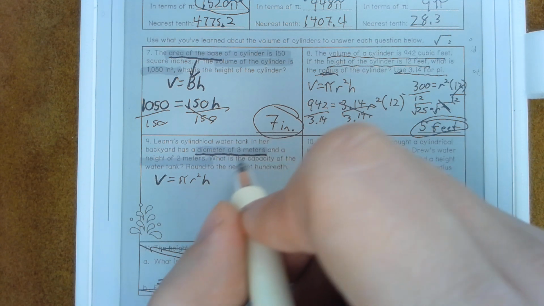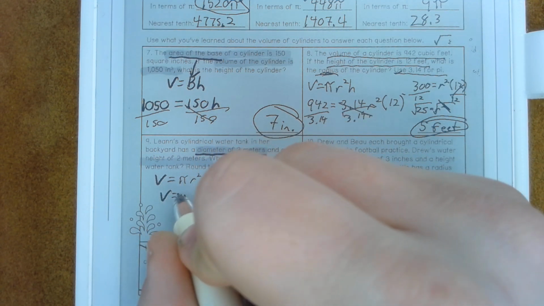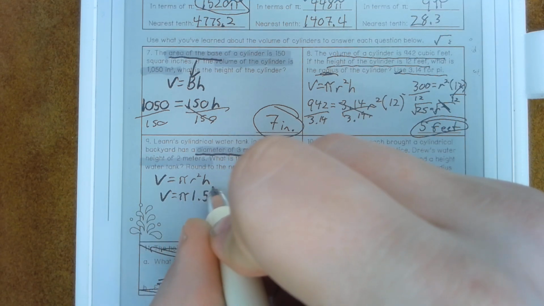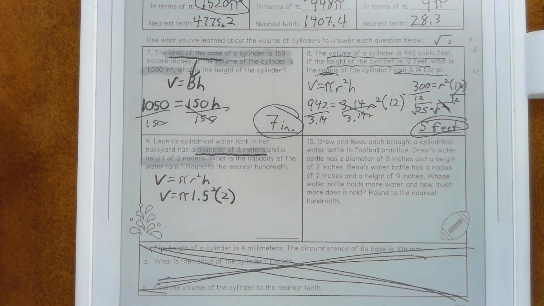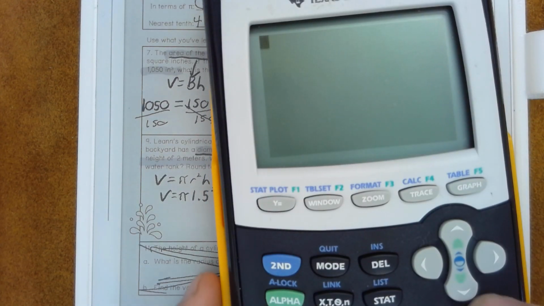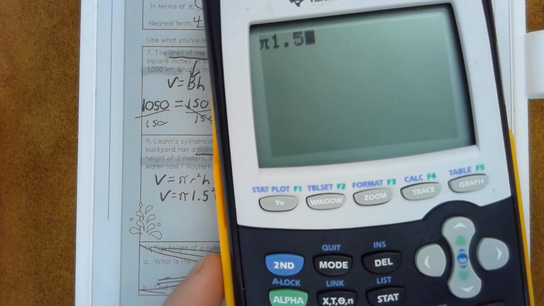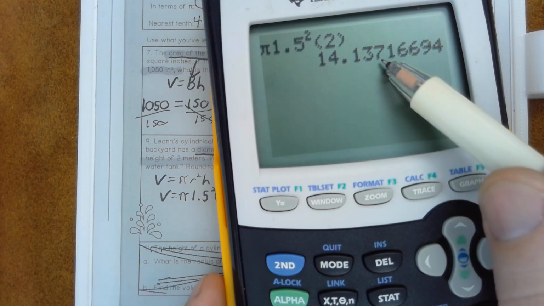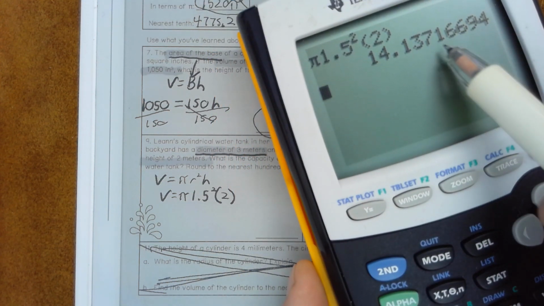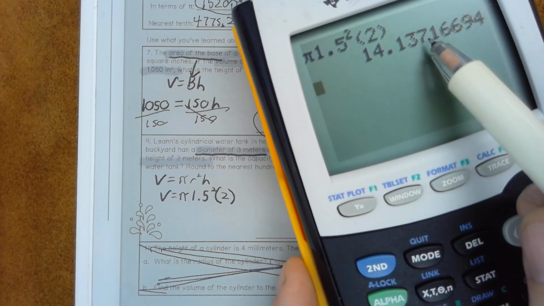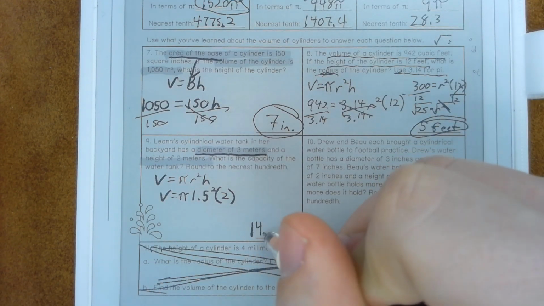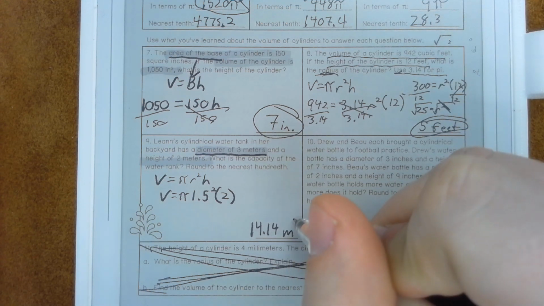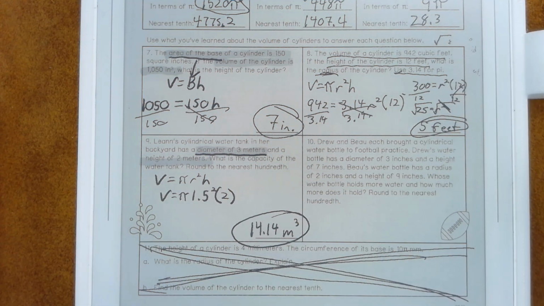So 3 divided by 2 is going to be 1.5. Volume equals pi times the radius, 1.5, squared, times the height, which is 2. We just type all of that into our calculator. So we've got pi times 1.5 squared times the height, and that gives me 14.137. It says to round to the nearest hundredth, so I'm going to round this 3. That is a 5 or more, so I'm going to round the 3 up to a 4. So this is going to be 14.14 meters cubed. It's going to be my volume for number 9.